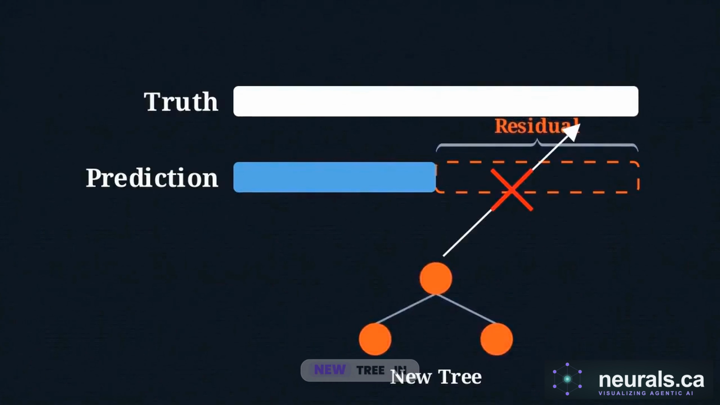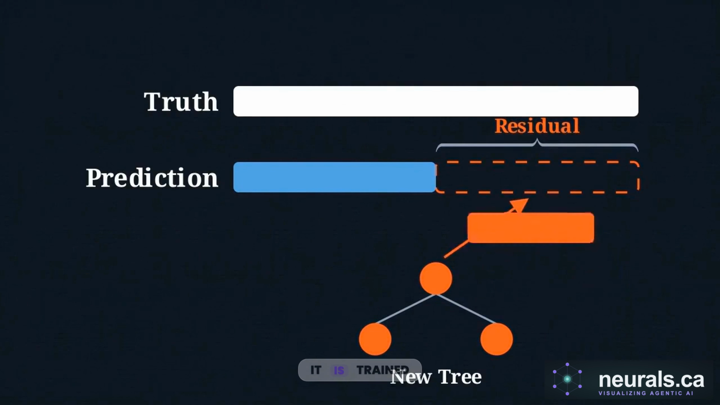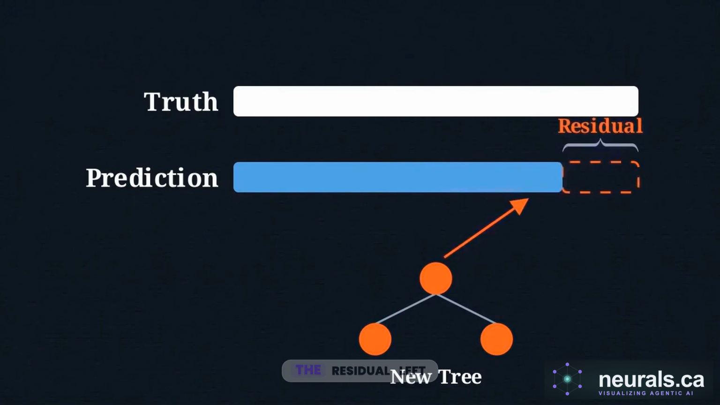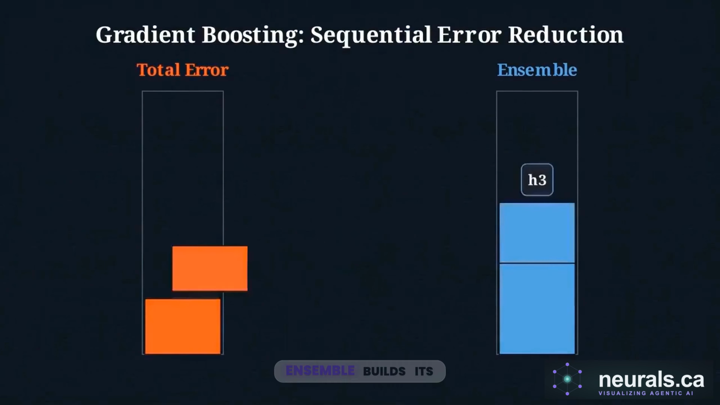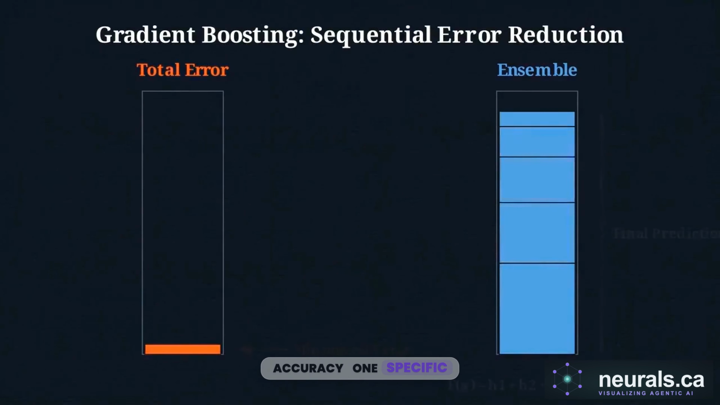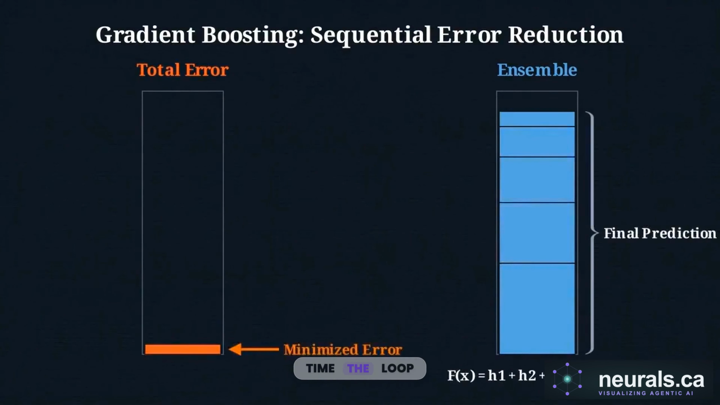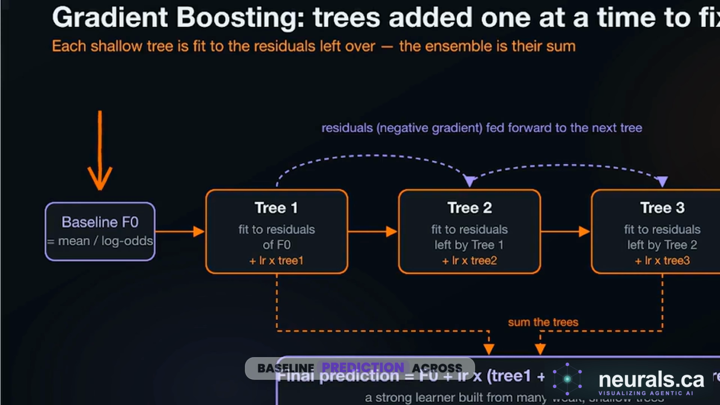When we add a new tree in XGBoost, it doesn't try to predict the original target. It is trained exclusively to predict the residual left behind by the previous tree. By dedicating every new component to the remaining error, the ensemble builds its accuracy one specific fix at a time. The loop starts with a baseline prediction across the entire dataset, called F0.